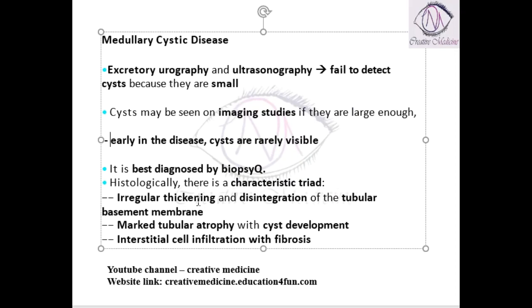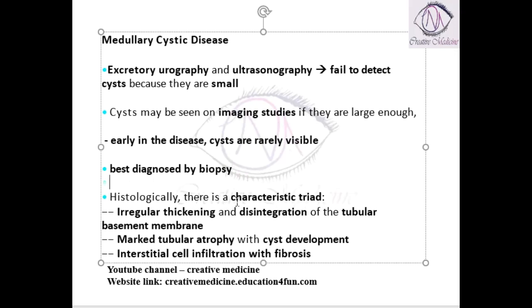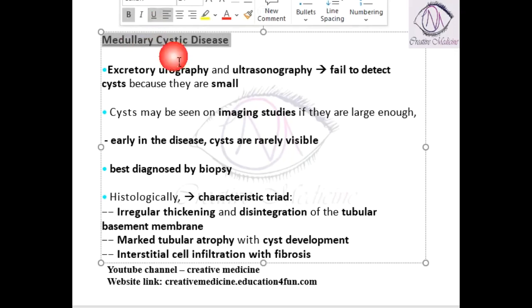Then how are you going to diagnose medullary cystic disease? In such cases, it is mainly diagnosed by biopsy. On histology, a characteristic triad is seen. The triad is: irregular thickening and disintegration of the basement membrane, marked tubular atrophy with cyst development, and interstitial cell infiltration with fibrosis.